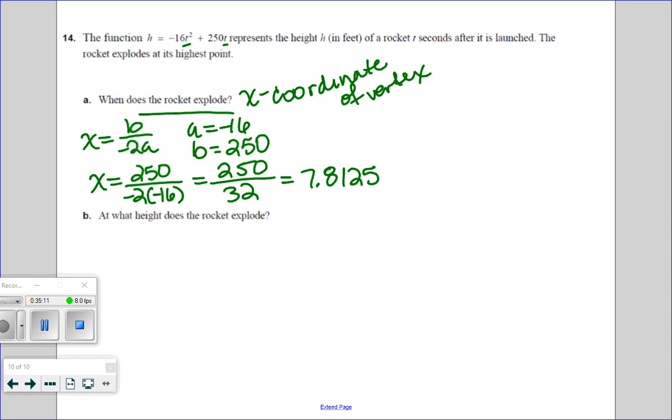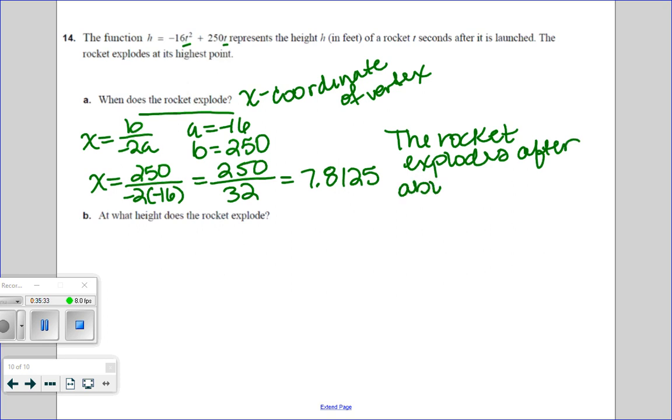So if we round that out, we can answer this question by saying that the rocket explodes after about 7.8 seconds.